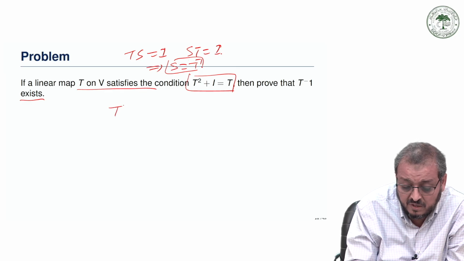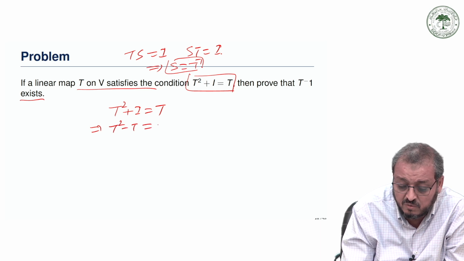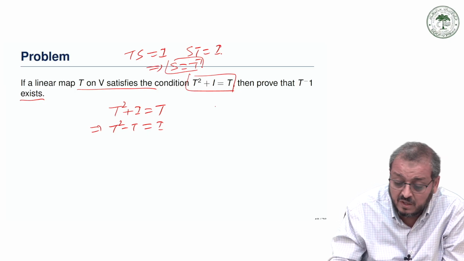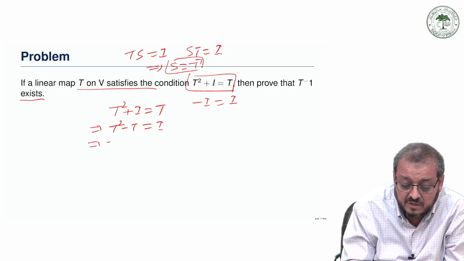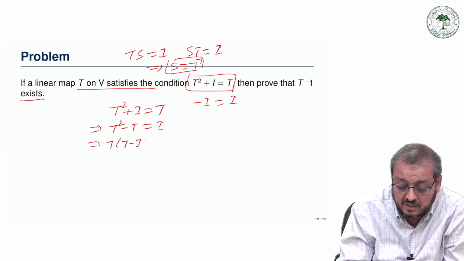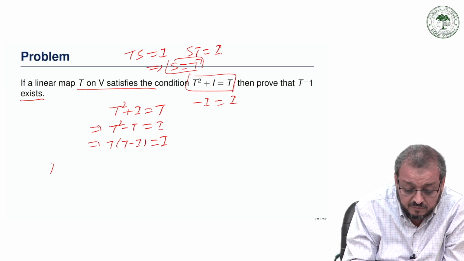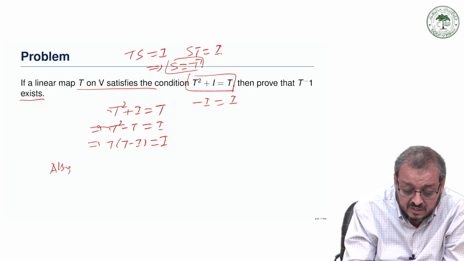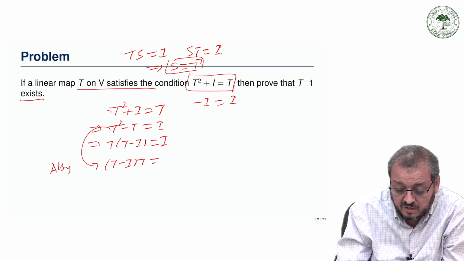So we can start from here. T squared plus I is equal to T. This can be written in the form T squared minus T is equal to minus identity, and minus identity is again an identity transformation up to sign. So we can write this as T times (T minus identity) is equal to the identity map, and also this can be written in the form (T minus identity) times T is equal to the identity.